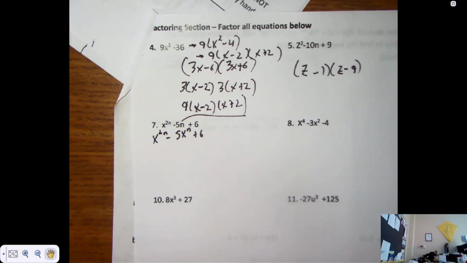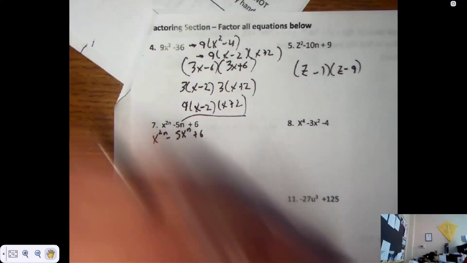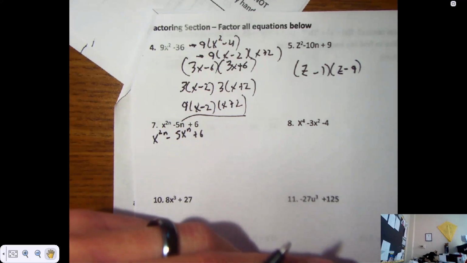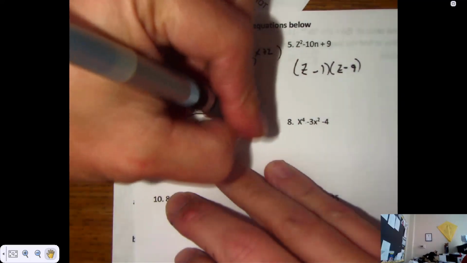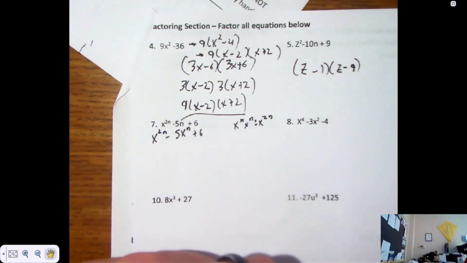Now, if Aaron has paid attention as we've gone over homework a couple times, how do you make an x to the 2n? Yep. Aaron said it. Look. x to the n times x to the n is x to the 2n. We've done that with homework review, kids.